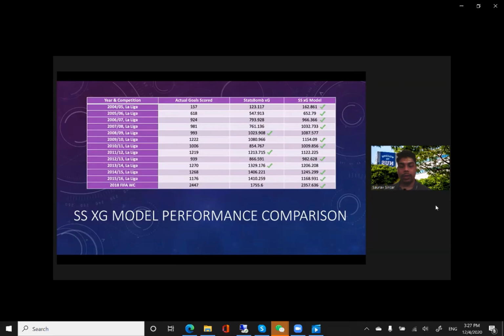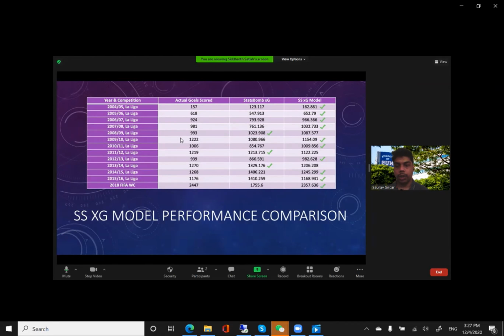The XG model that we saw in the previous slide is not a new metric. From the table that we see in the slide, the first column indicates the year in which the competition was played, followed by the competition itself. StatsBomb, which is a sports analytics company, has released data for all event sequences that occurred in these years. This data was used for validation of our XG model, where it was compared with the StatsBomb XG model.